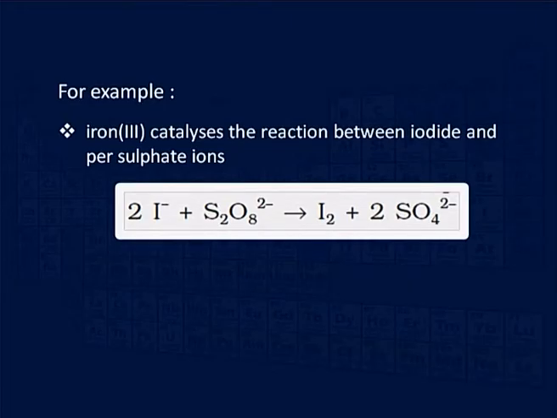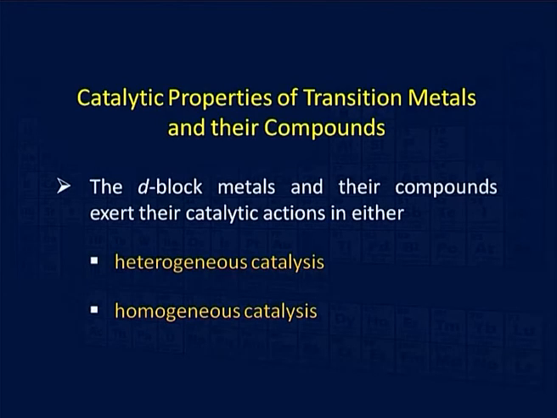Here one example of a catalysis is iron 3 catalysis, which is the reaction between iodine and persulfate ion. Now, the d block metals and their compounds are used in catalysis in two main types of reaction, namely heterogeneous catalysis and homogeneous catalysis. Apart from these two, there is a third process called metalloenzyme catalysis, which we are also going to touch upon at the end of the lecture.